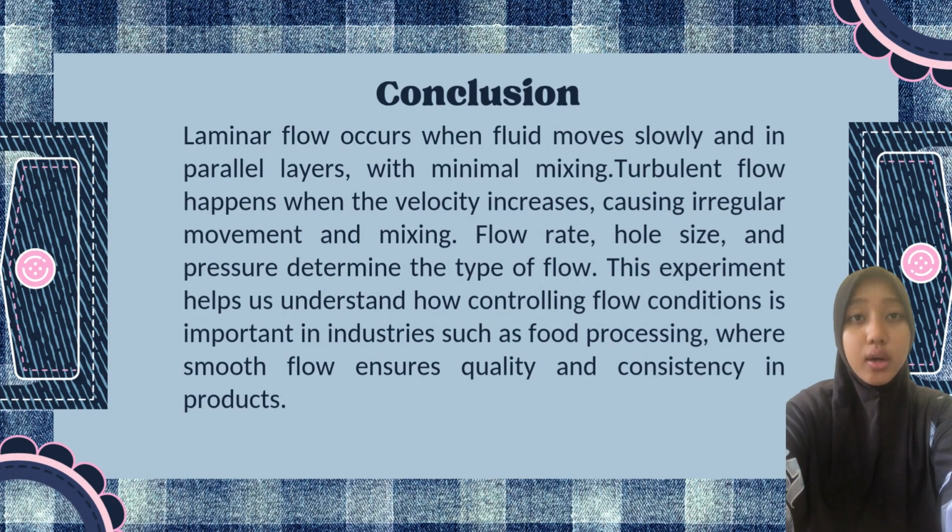In conclusion, we learned that laminar flow occurs when fluid moves slowly and in parallel layers with minimal mixing. However, turbulent flow happens when the velocity increases, causing irregular movement and mixing. Flow rate, hole size, and pressure determine the type of flow. This experiment helps us understand how controlling flow conditions is important in industries such as food processing, where smooth flow ensures quality and consistency in product.